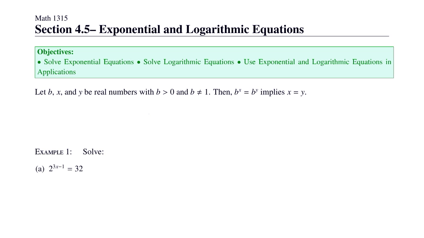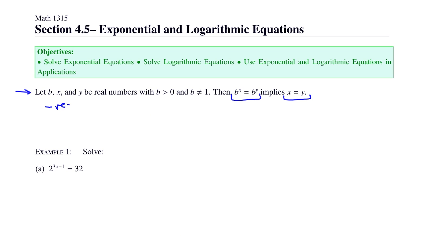So first off is the idea that if b, x, and y are real numbers with b greater than 0 and b is not equal to 1, then if you have an equation that is b to the x is equal to b to the y, then the x and the y must be equal. So in other words, if you have an exponential equation where the bases on both sides are the same, then that forces the exponents to be the same.